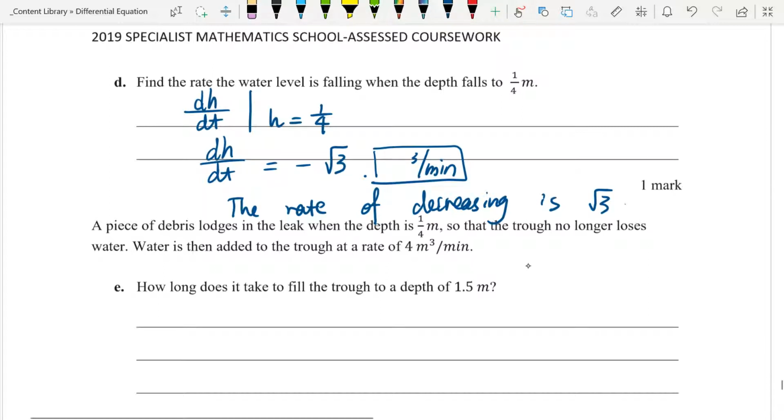Why write millimeter? It's a height. So it's meters per minute. Yeah.